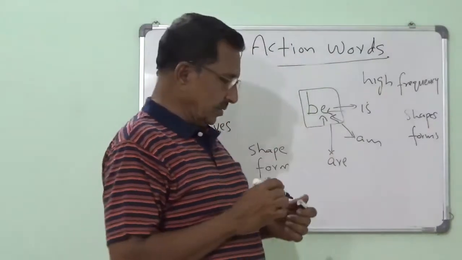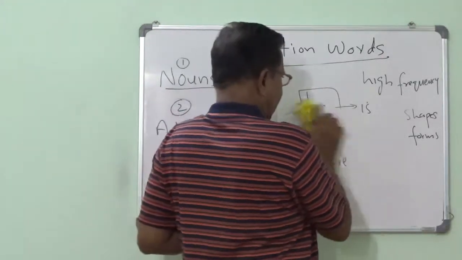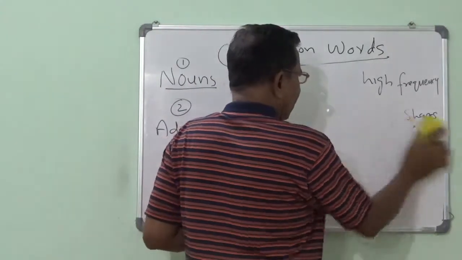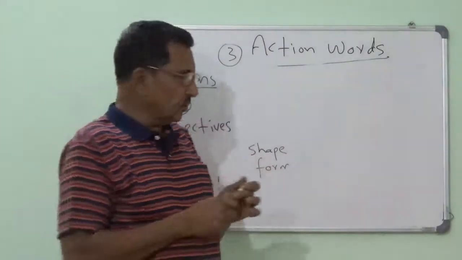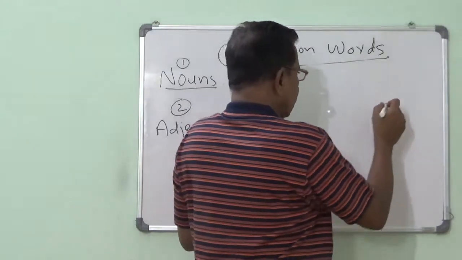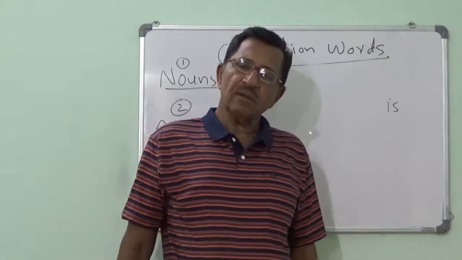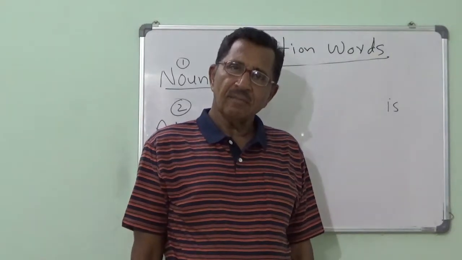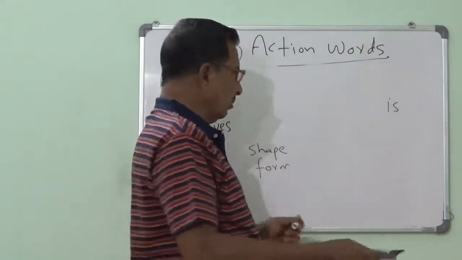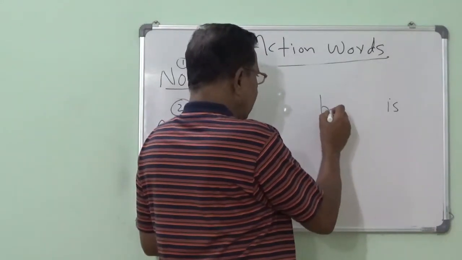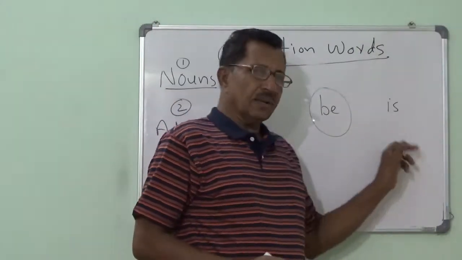So if somebody asks you, suppose, like this is very important, very, very important. You should know. Suppose you see this word, is. What is the original form? Somebody said, what is its original form? Then you can say, it is be. Be is the original form. So this is, be is taking a shape.